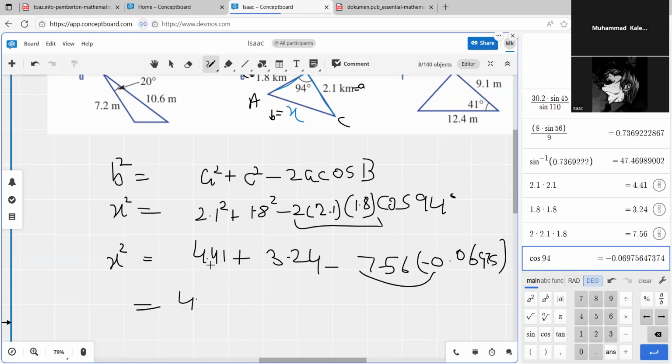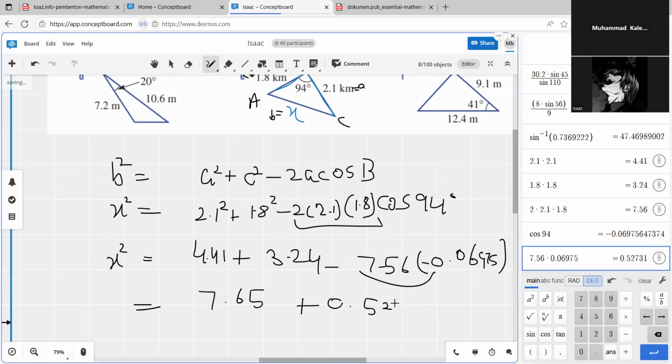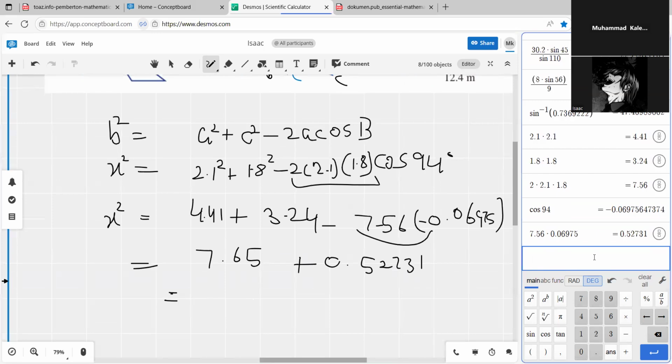4.41 plus 3.24, what will be the answer of this one? It will be 7.65, and this one will turn into positive. We just need to multiply 7.56 with 0.06975. Do you understand it? So it is 0.52731. Further, we have to add them: 0.52731 plus 7.65.